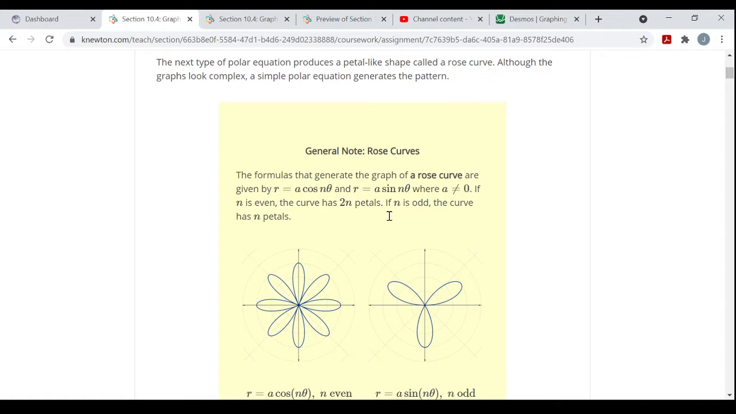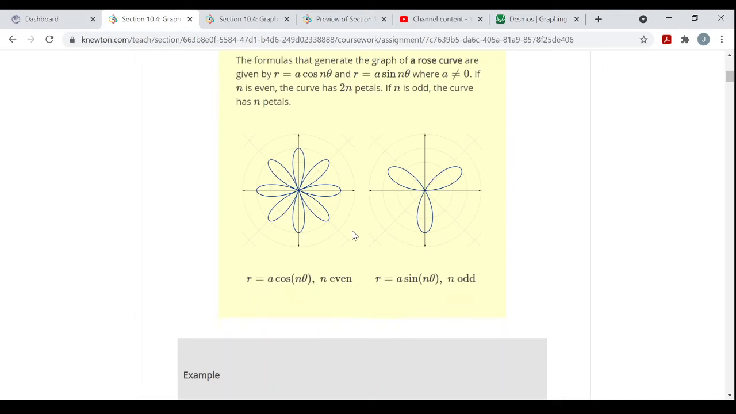And if n is odd, the curve has that many petals, n petals. So if you have something times the cosine of 3 theta, there's just going to be 3 petals. Something times the cosine of 5 theta, there's going to be 5 petals. So when n is even, double the number of petals. When n is odd, just that number of petals. And this is how every single one of these rose curve equations will look.